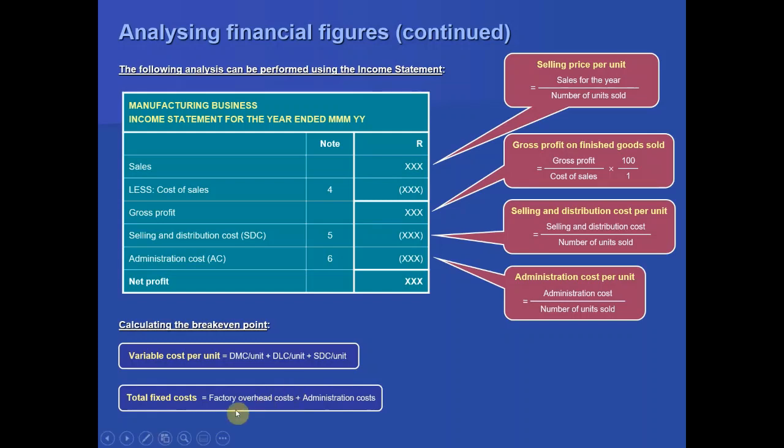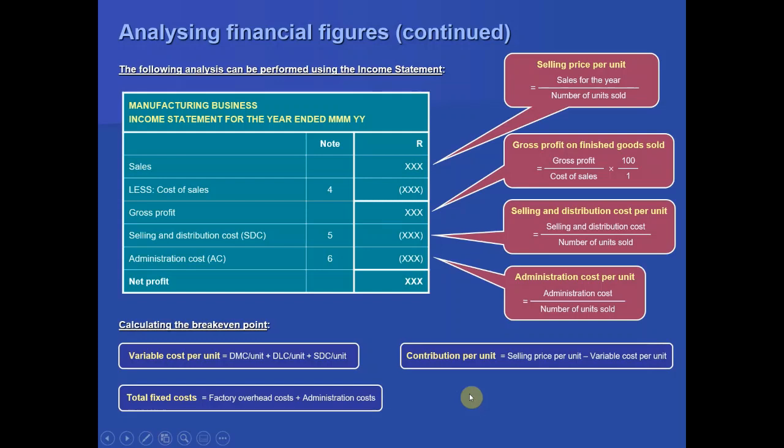We can get the total fixed costs by, from our production cost statement, taking the factory overhead costs and adding the administrative costs. To get the contribution per unit, that's the same as always, selling price per unit minus variable cost per unit. So the break-even point is therefore the total fixed cost divided by the contribution per unit.